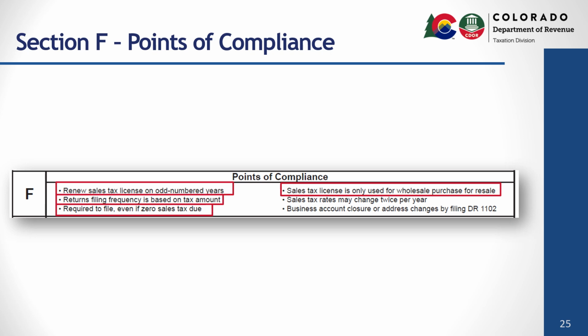Licensed retailers understand sales tax rates are subject to change twice per year, in January and July. See Form DR 1002, Colorado Sales Use Tax Rates, for more information. Licensed retailers can close their account or change their address by using Form DR 1102, Address Change or Business Closure Form.